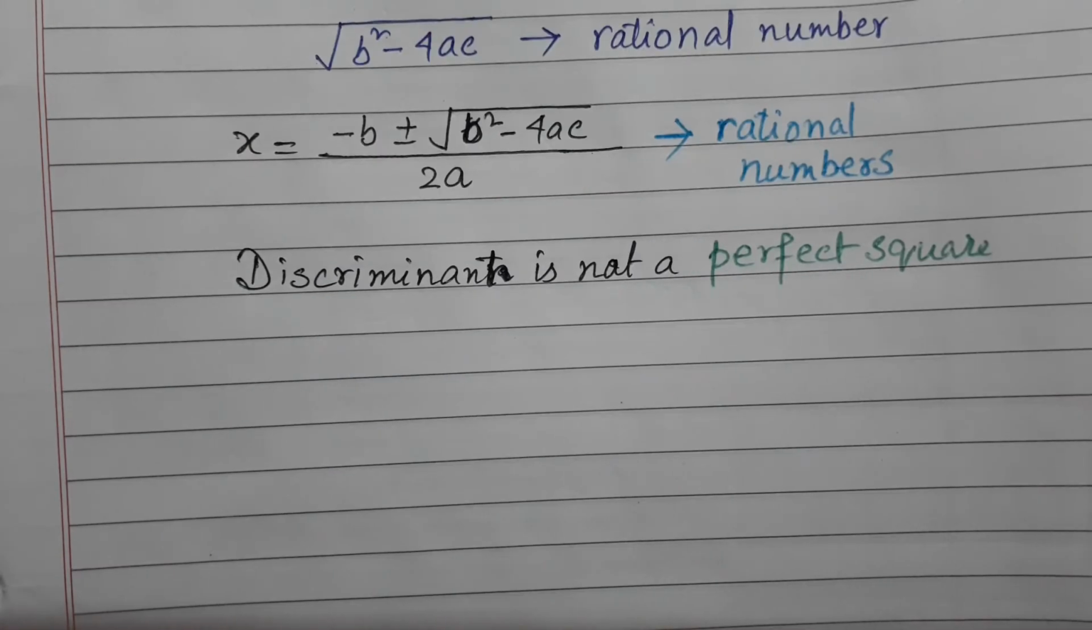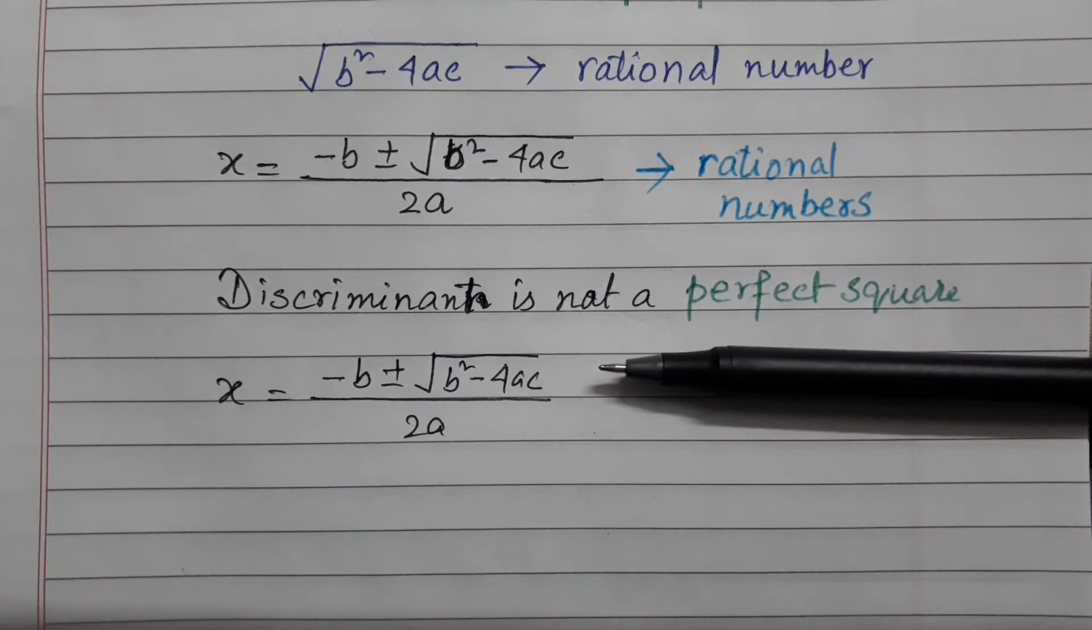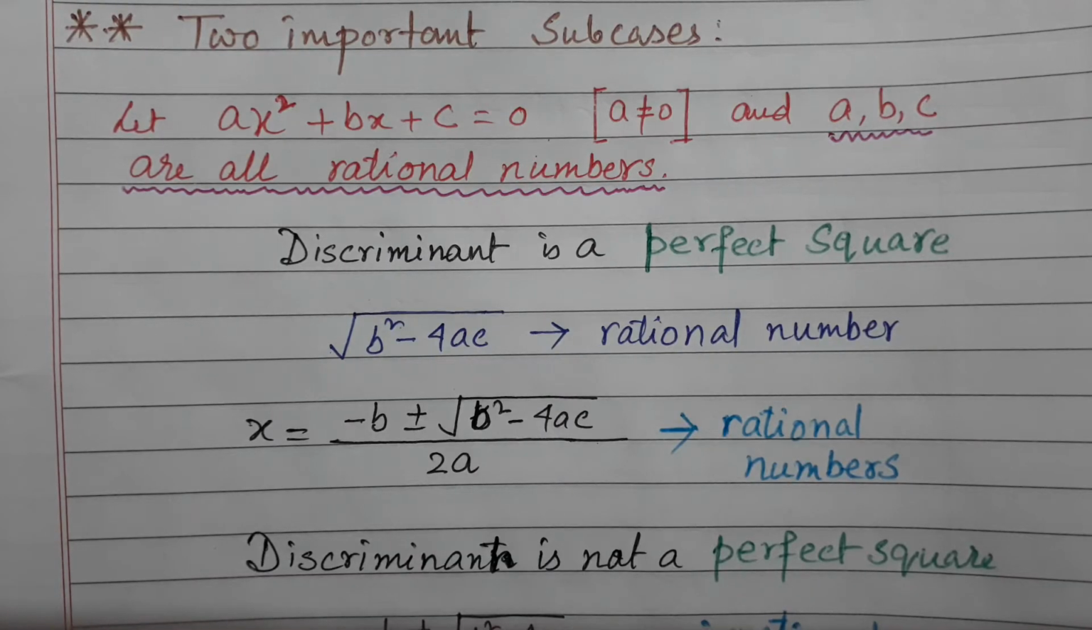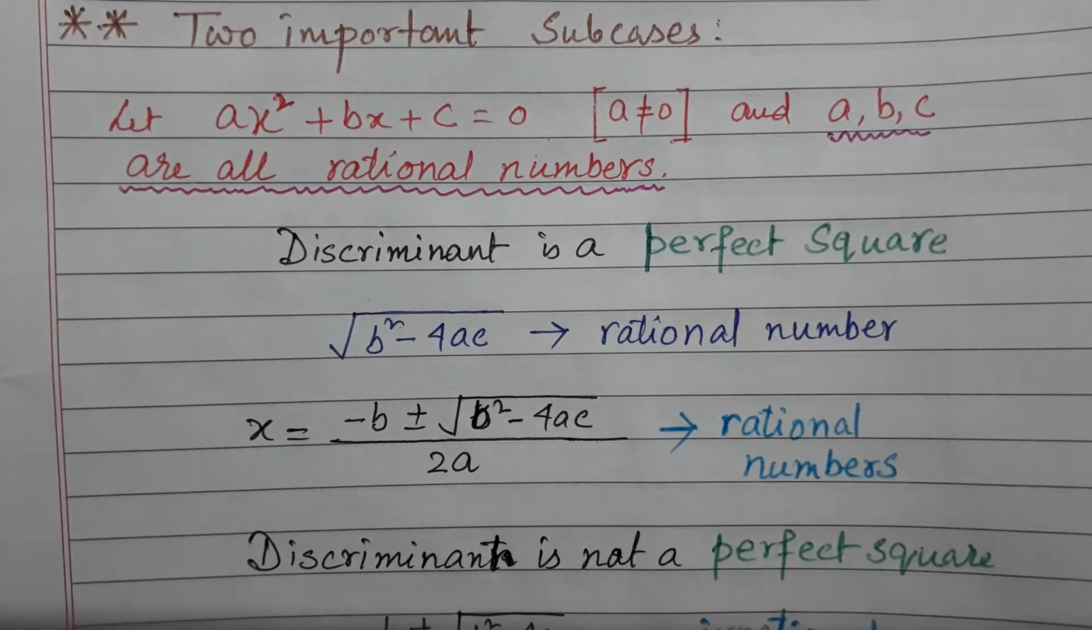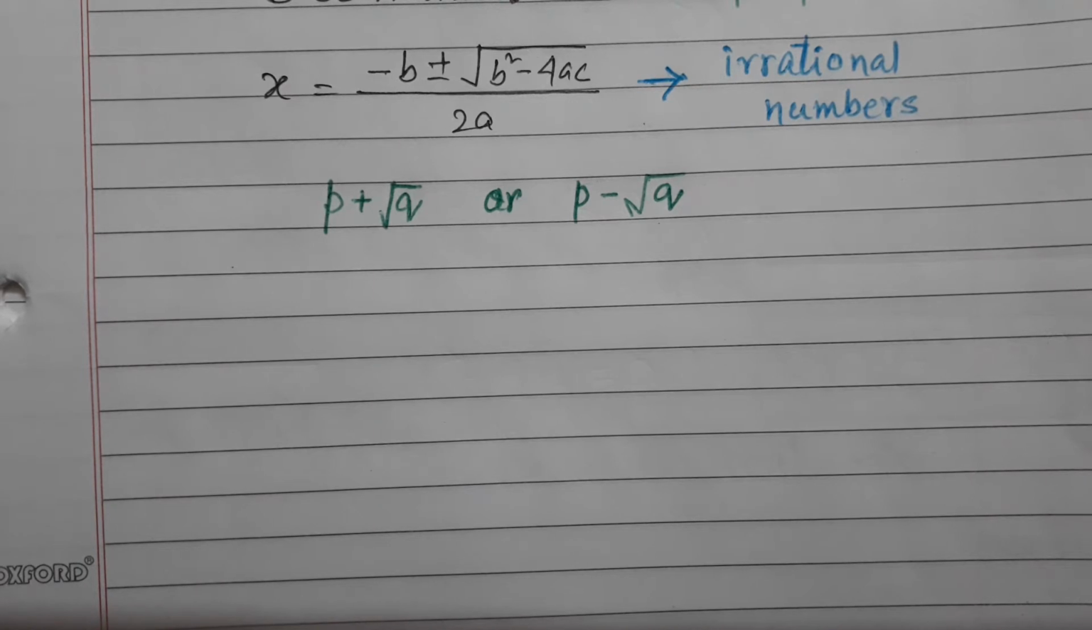But if the discriminant is not a perfect square, then root over of b square minus 4ac will be irrational, and hence the solutions of the quadratic equation will be irrational numbers. But remember, for these two subcases, the coefficients a, b, c have to be rational numbers. Now in case the roots are irrational numbers, then the roots are of the form p plus root q or p minus root q. Hence, the roots are conjugate to each other.